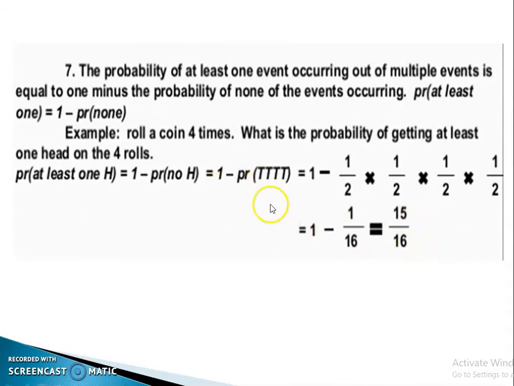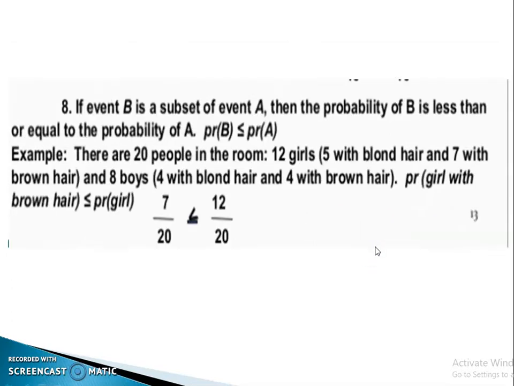In other words, we can say 1 minus probability of tail, tail, tail and tail. 1 minus probability of tail on the first trial multiplied by probability of tail on the second trial multiplied by probability of tail on the third trial multiplied by probability of a tail on the fourth trial. So product of these 4 probabilities is 1 by 16. 1 minus 1 by 16 is equal to 15 by 16.